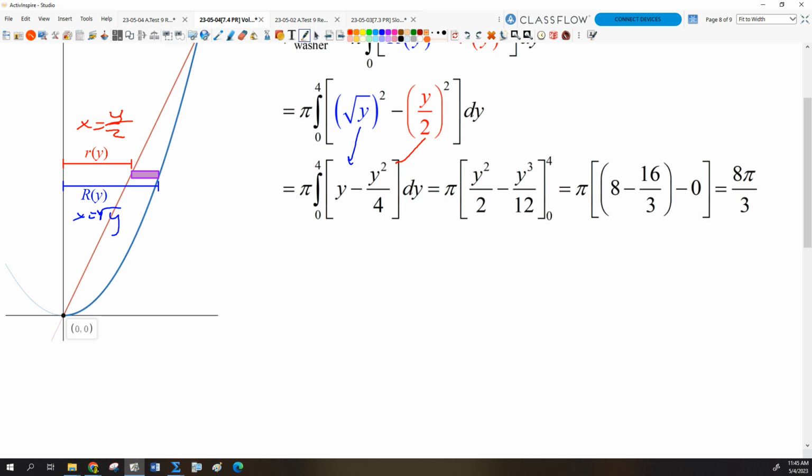Okay, well, integral of y is y squared over 2. Integral of y squared over 4 is y cubed over 12. We're going to integrate from 0 to 4. So we got this pi out front. When I evaluate this at 4, I'm going to get 16 over 2, which is 8. If I evaluate y cubed over 12 at 4, I'm going to get 64 over 12, which is 16 over 3. Right? So there's everything I get when I plug in a 4. If I plug in 0, I just get 0, right? So simplify that and you end up with 8/3 pi, the exact volume. Okay.